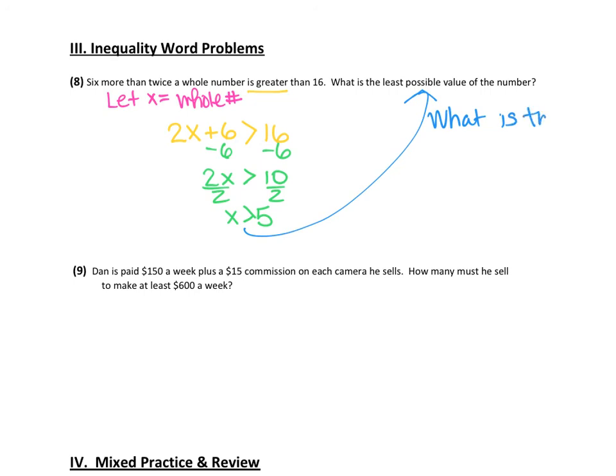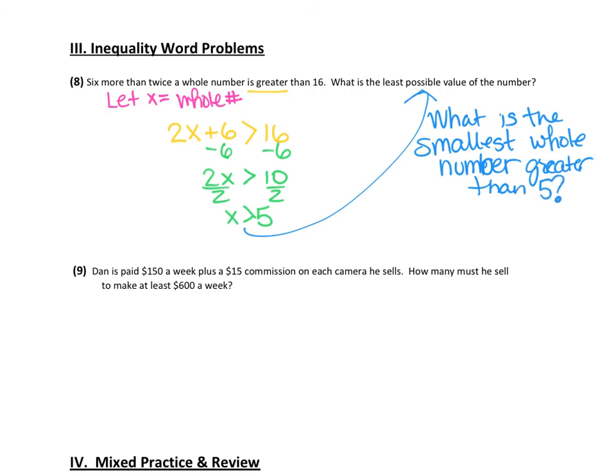What is the smallest? Oh, that's really messy. Hold on. What is the smallest whole number greater than 5? This is what this is asking you. 6. It is 6. So the least possible value is 6.